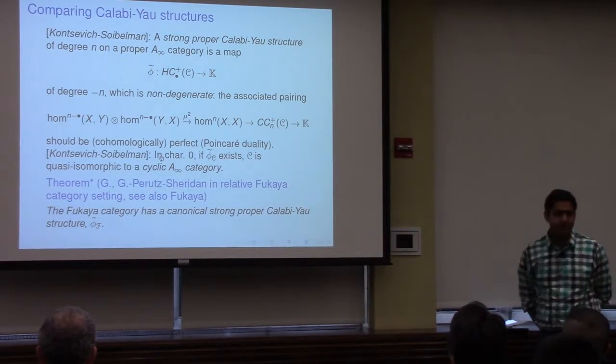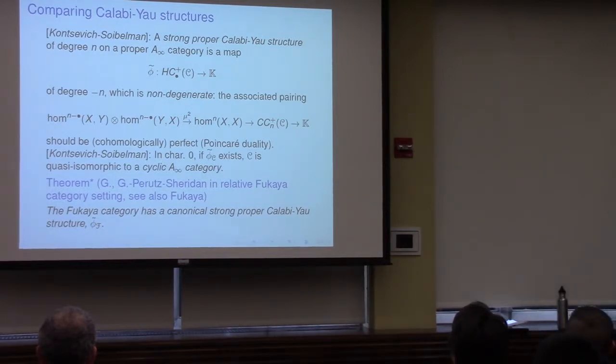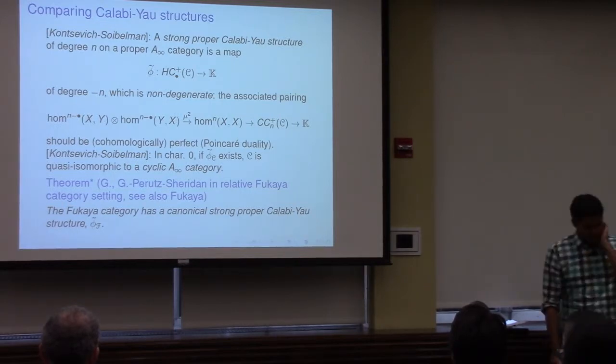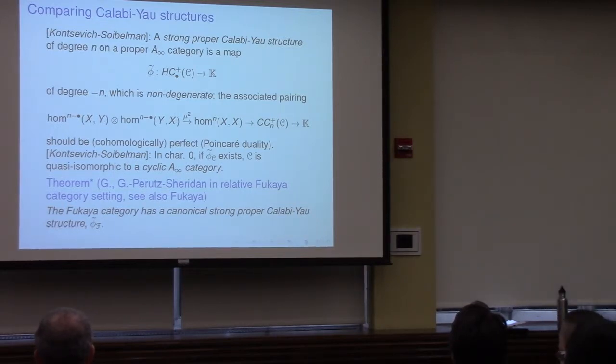Kontsevich-Soibelman proved that in characteristic 0, such a structure gives you a quasi-isomorphism to a cyclic A infinity category. So if you like cyclic A infinity categories, you can think in characteristic 0 that that's what we're talking about. And it's a theorem due to me in this sort of setting, and then adapted to the relative Fukaya category in joint work with Perutz and Sheridan, that the Fukaya category has a canonical strong proper Calabi-Yau structure. I should also say Fukaya proved that in a different construction of the Fukaya category, you can set it up with a strictly cyclic structure over the reals.